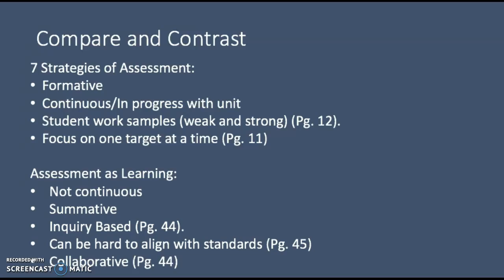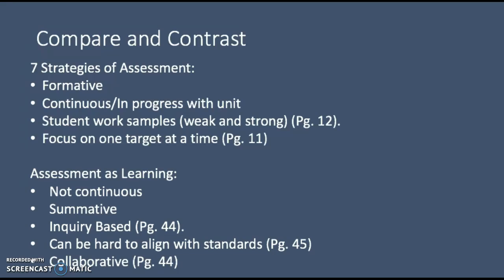I also liked how it included student work samples, strong and weak. That's something that really stood out for me because it's something I don't use in my classroom, but I definitely made it on my to-do list to start to do. And then it also focuses on one single learning target at a time. In the assessment as learning, I felt like in that reading it was not as continuous and that it was more summative or happened after students already had a basis of what was going on as far as content.